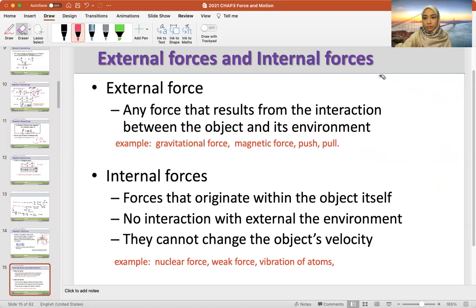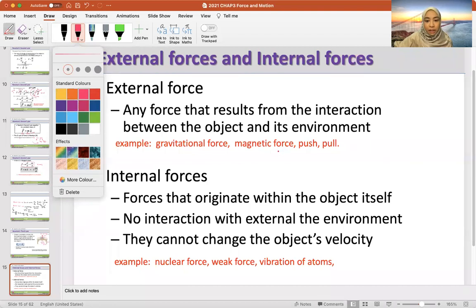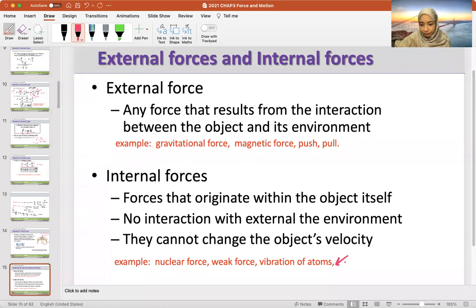Okay, so there are several types of forces that we are going to learn in this chapter. The first category is called external force. For example, we have gravitational force, magnetic force, push-pull, kita tengok example nanti. Then we also have internal forces such as nuclear force, weak force, vibration of atoms. Yang ni kita takkan cover, but the question can ask you, what are some examples of internal forces? So vibration of atoms, weak forces between molecules, or nuclear force are the internal forces.